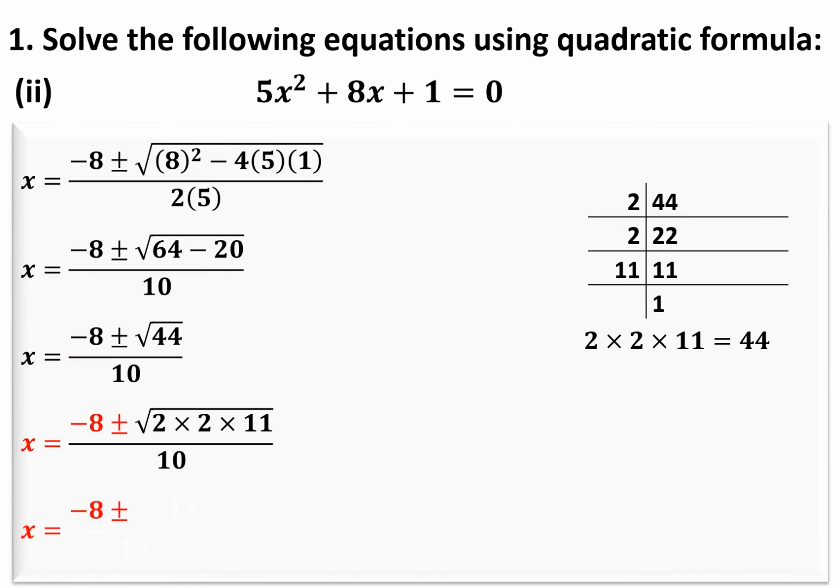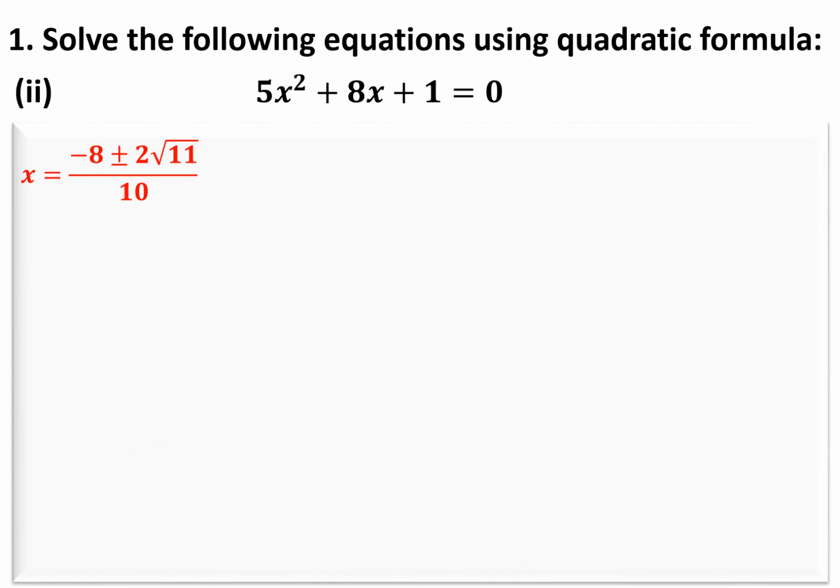x is equal to minus 8 plus minus, written without any change. Here, we have a pair of 2 inside the under root, so one of them is taken outside the under root. The remaining 11 is written inside the under root, because its pair is not present. Divided by 10 is written as it is. This last value will be taken to the next page. The value is written.